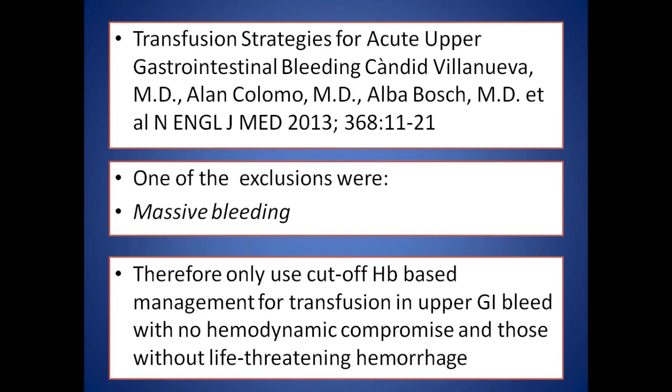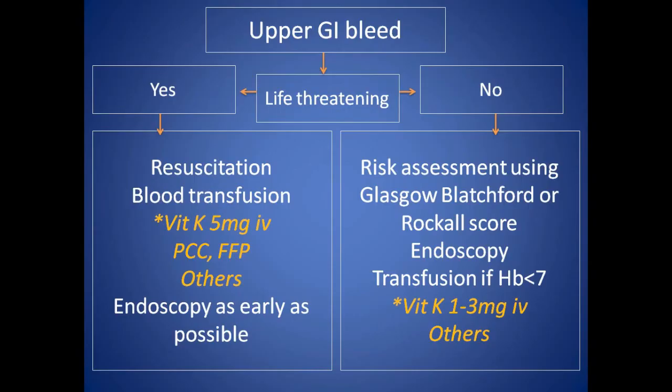And they found that, as compared with a liberal transfusion strategy, a restrictive strategy significantly improved outcomes in patients with acute upper GI bleeding. But what I want you all to focus on is that one of the exclusions was massive bleeding, which I would interpret as an upper GI bleed with hemodynamic compromise. So do not use hemoglobin cutoffs for the management of such patients.